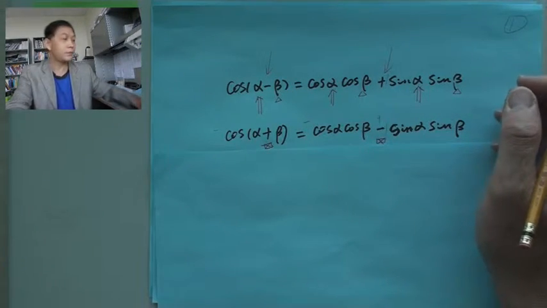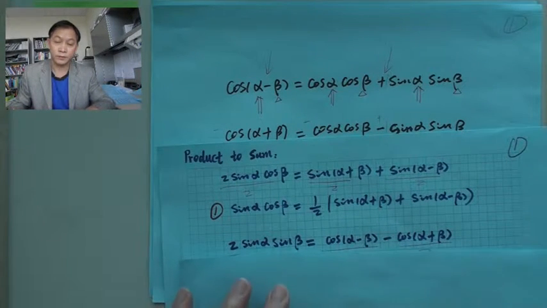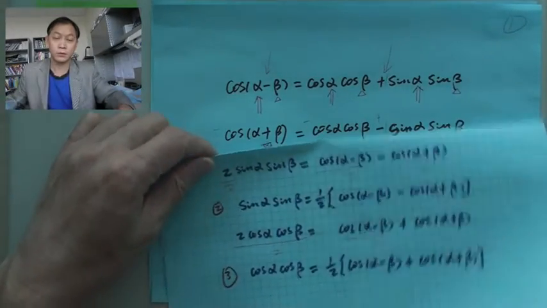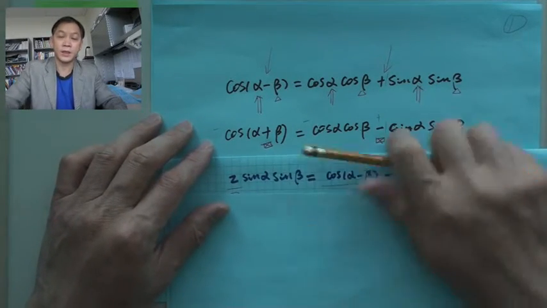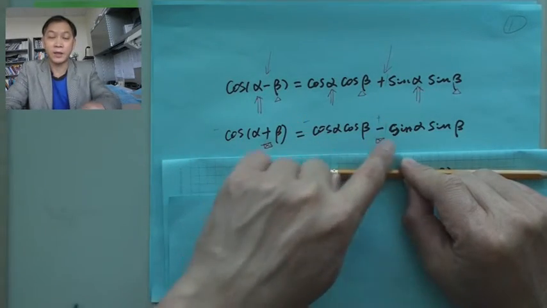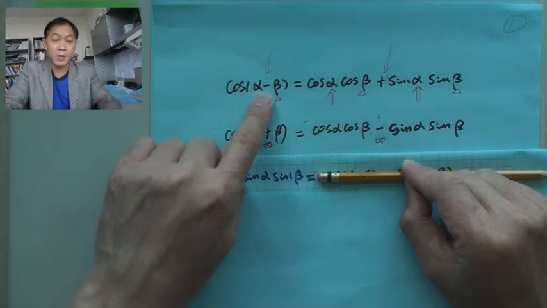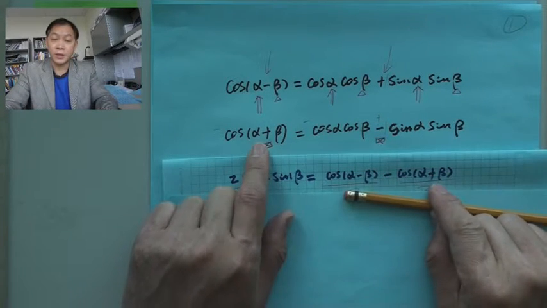Okay? That's basically what we have here. Let me fold this. That's the one we have right here. That's the right hand side. So you have a sine alpha, sine beta, with a 2 in front of it. The left hand side is cosine alpha minus beta minus cosine alpha plus beta. You see?